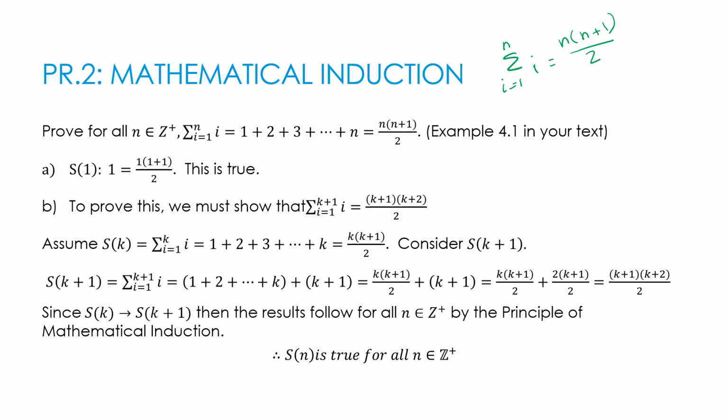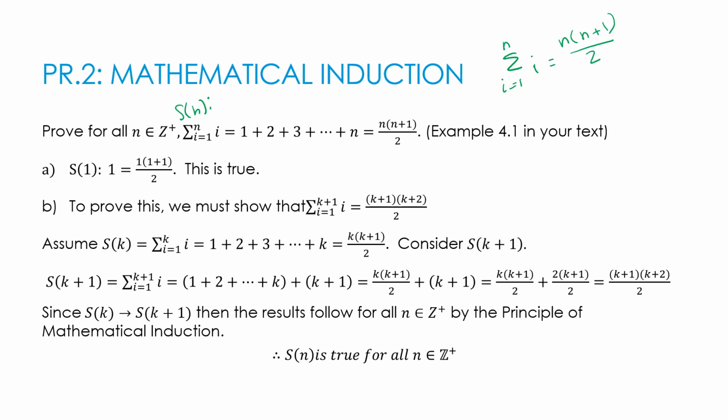So again, it looks like I skipped the step that says S of n is this statement, but that would be my step. Then I would say S of 1 is true, so I would plug in 1 and make sure that it is in fact true, which of course it is.